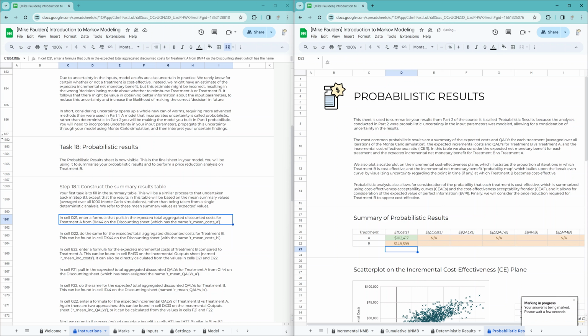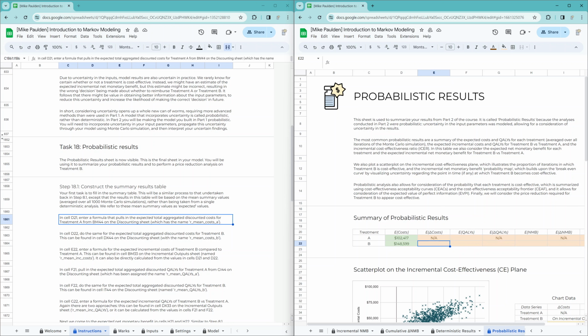Okay, just like before, we have these NAs because we don't calculate incremental costs or QALYs or net monetary benefit for treatment A because it's the less expensive treatment. If you do delete these, make sure you put them back in. Make sure it says N/A, and you've got the slash between the N and the A. That's how it needs to be for it to be marked as correct.